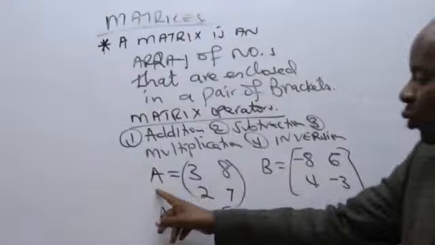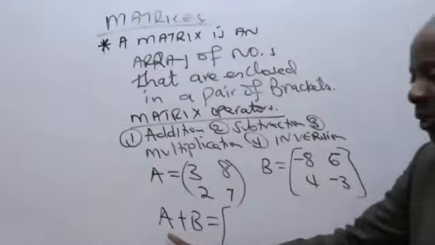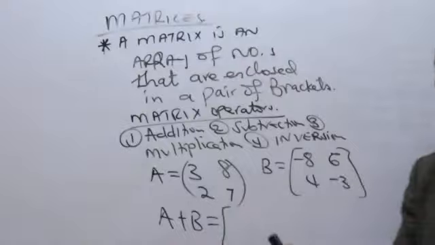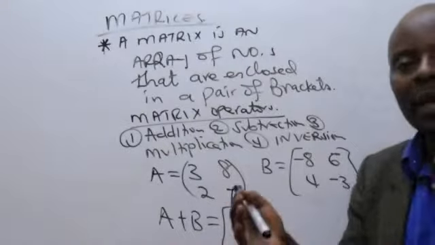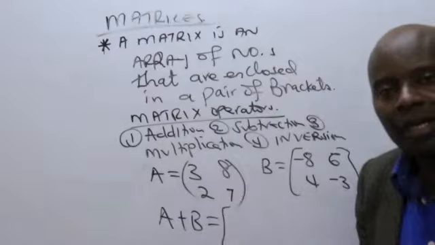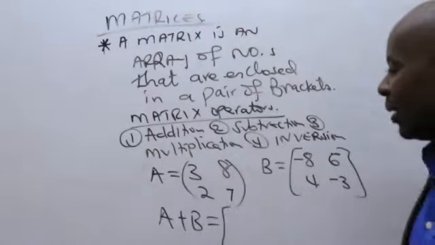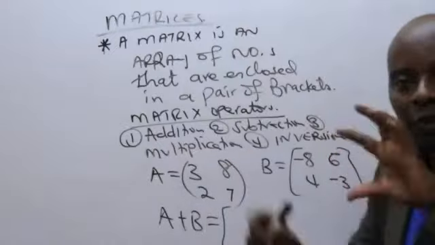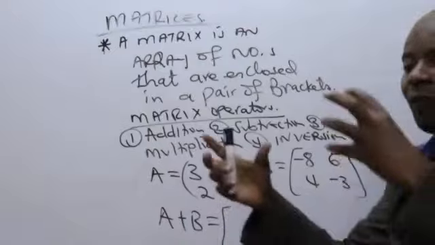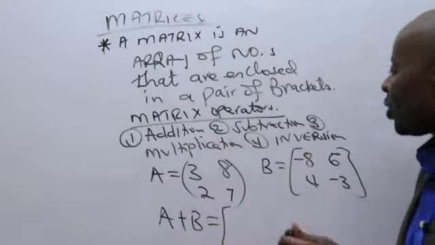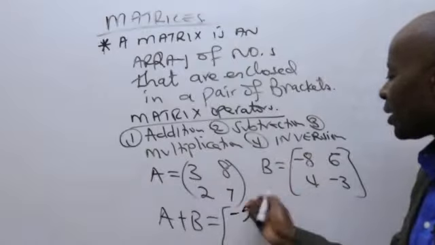We are given two matrices A and B, and then somebody tells us to go ahead and add them. So A plus B. Remember, for matrix addition, we normally add corresponding elements. Like now, these 3 and -8 are the first elements of their respective matrices. The first elements, you combine them. So we have here 3 plus -8, that will give us -5.